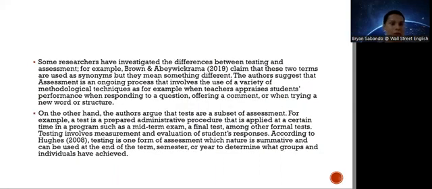Now, some researchers have investigated the differences between testing and assessment because it's kind of a controversial topic now. For example, Brown and Abeywickrama in 2019 claimed that these two terms are used as synonyms, but they mean something different. The authors suggest that assessment is an ongoing process that involves the use of a variety of methodological techniques, as for example, when teachers appraise students' performance when responding to a question, offering a command, or when trying a new word or structure.